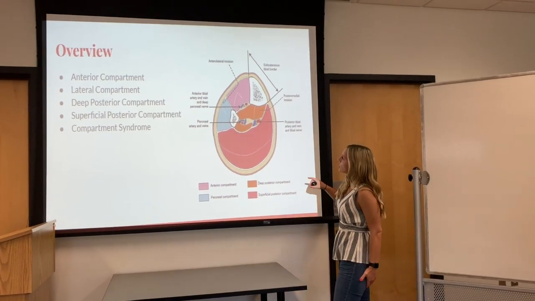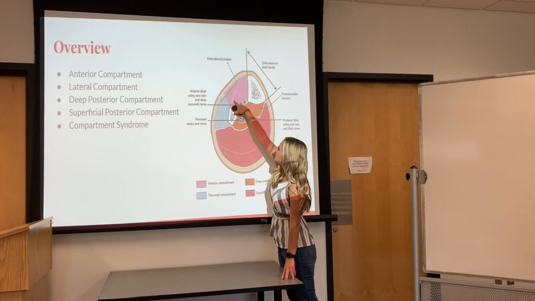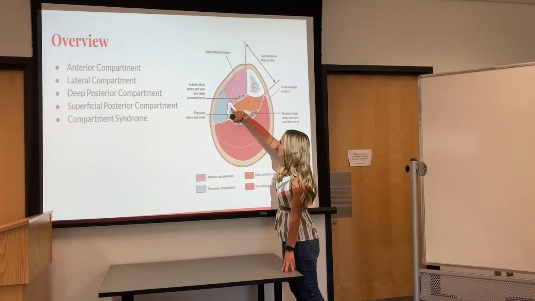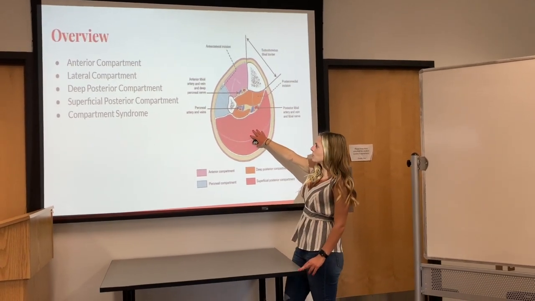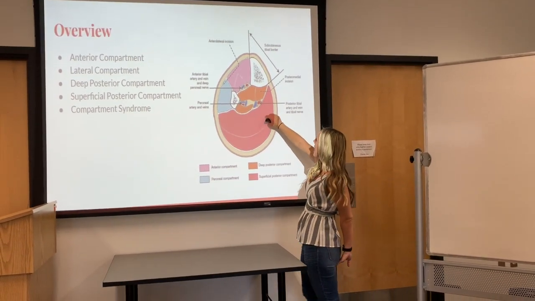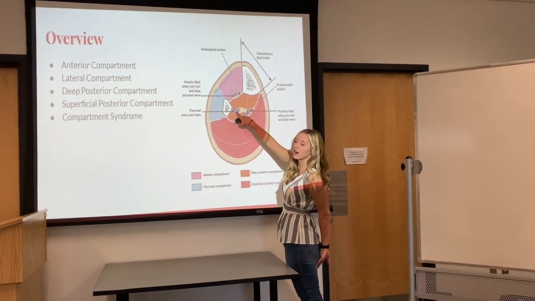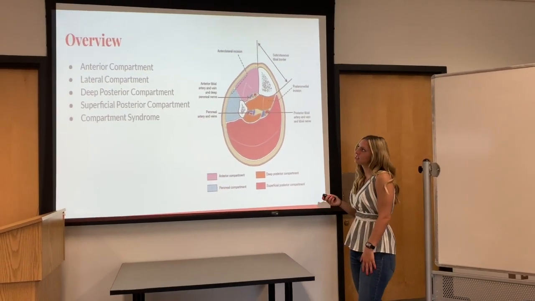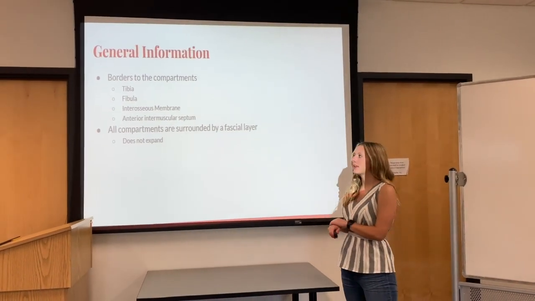So on this picture, I'll point out the compartments for you. This is going to be the anterior compartment. This is going to be the tibia, the fibula, the lateral compartment. This is going to be the superficial posterior compartment. And the last one, which is actually 2 compartments because it's split by arteries and veins, is going to be the deep posterior compartment.